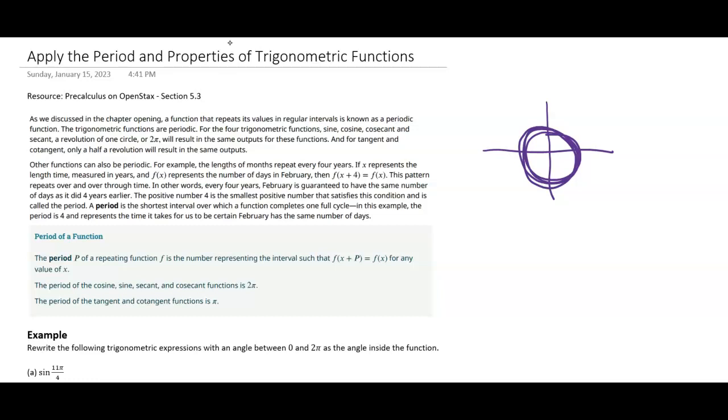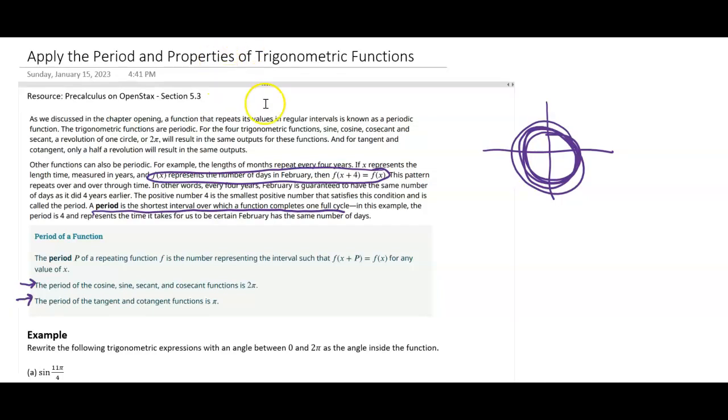For example, because February has 29 days every 4 years, you can say that the number of days in February repeats every 4 years, so it is a periodic function, where the period is the shortest interval for one full cycle. For cosine, sine, secant, and cosecant, the period is 2 pi, so all the way around. For tangent and cotangent, the period is only pi.